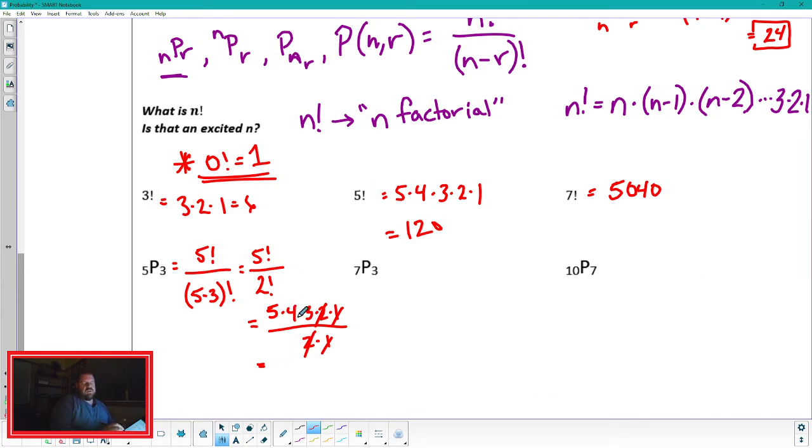5 times 4 is 20, times 3 is 60. So we get 60 for a list of 5 things arranged in groups of 3.